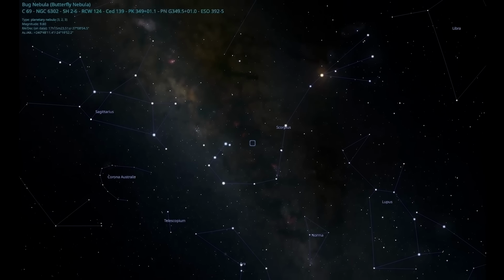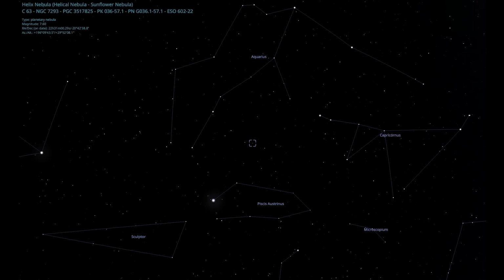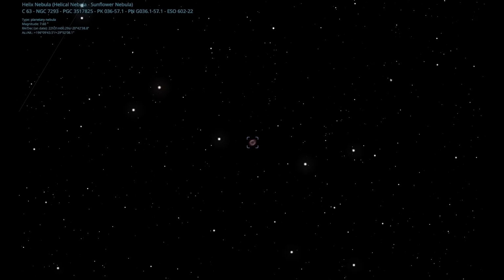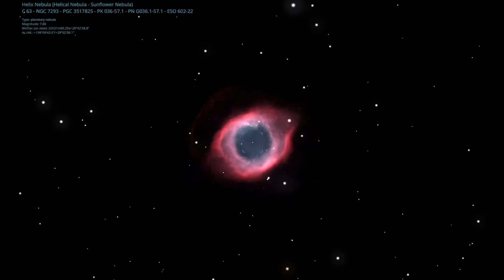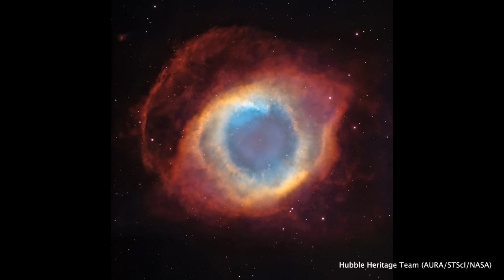Next on our tour is the Helix Nebula, which is located in the constellation Aquarius. Discovered around 1824 by Carl Harding, the Helix is one of the closest of all the bright planetary nebulae. The distance was measured by the Gaia mission to be about 650 light-years, well within the easy grasp of this parallax-studying telescope.